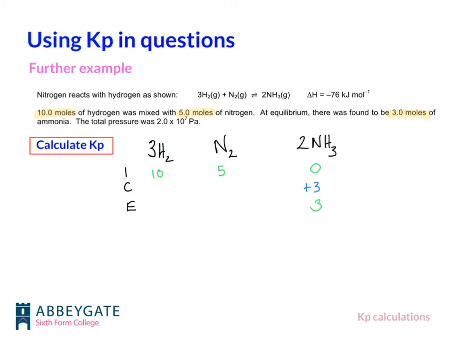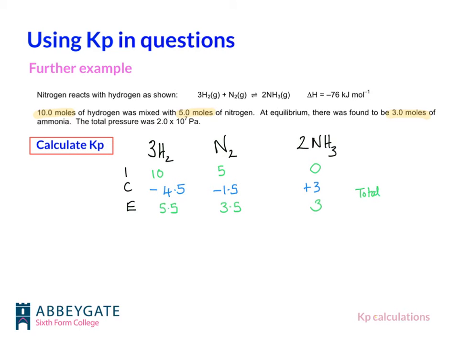Now this is 2 moles, so the nitrogen must have changed by half the amount, because it's only 1 mole. So that 5 is going to go down by minus 1.5, and there's 3 lots of hydrogen, which means I've got 3 times 1.5, so 4.5. So that 10 has gone down by minus 4.5. So now I can work out my equilibrium values for all of them. So if I do 10 take away 4.5, I get 5.5. 5 minus 1.5 is 3.5.